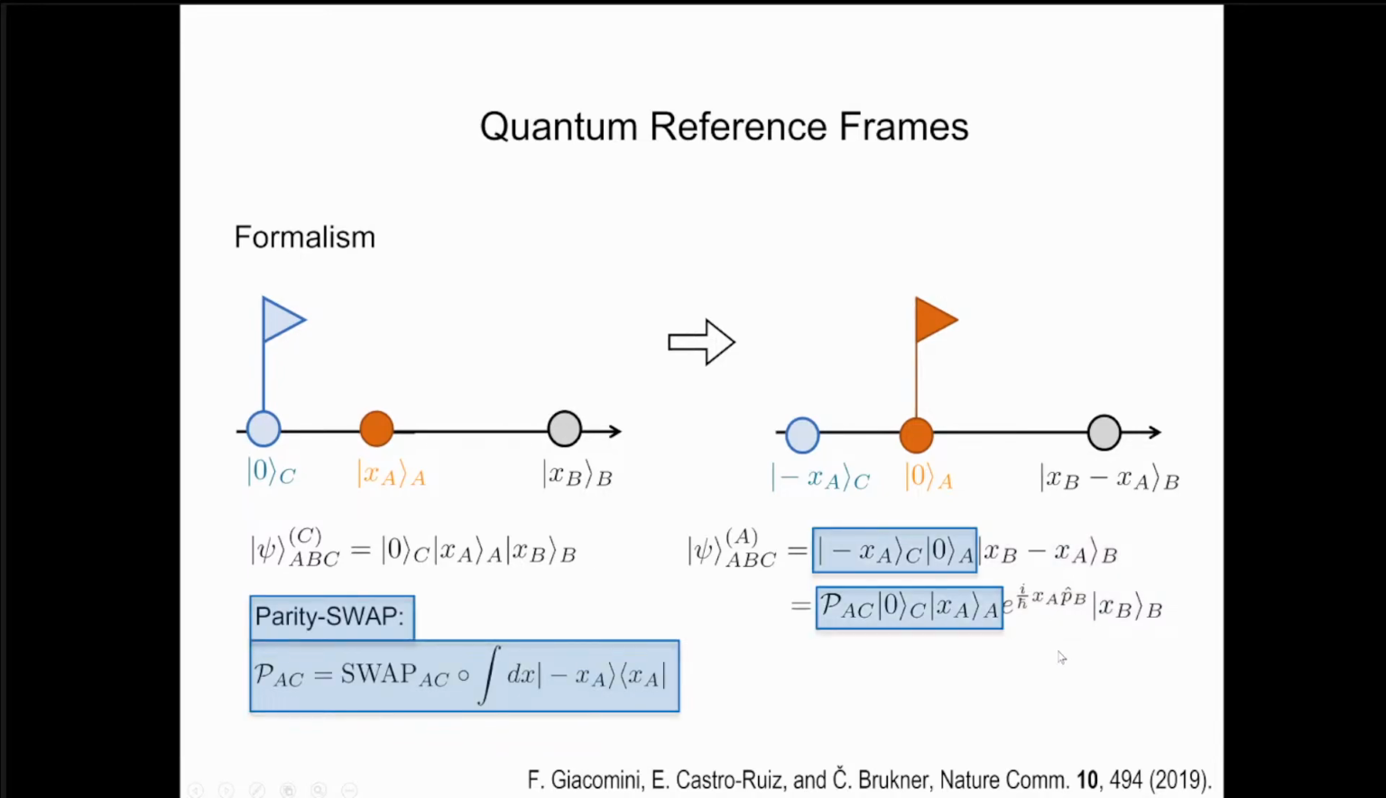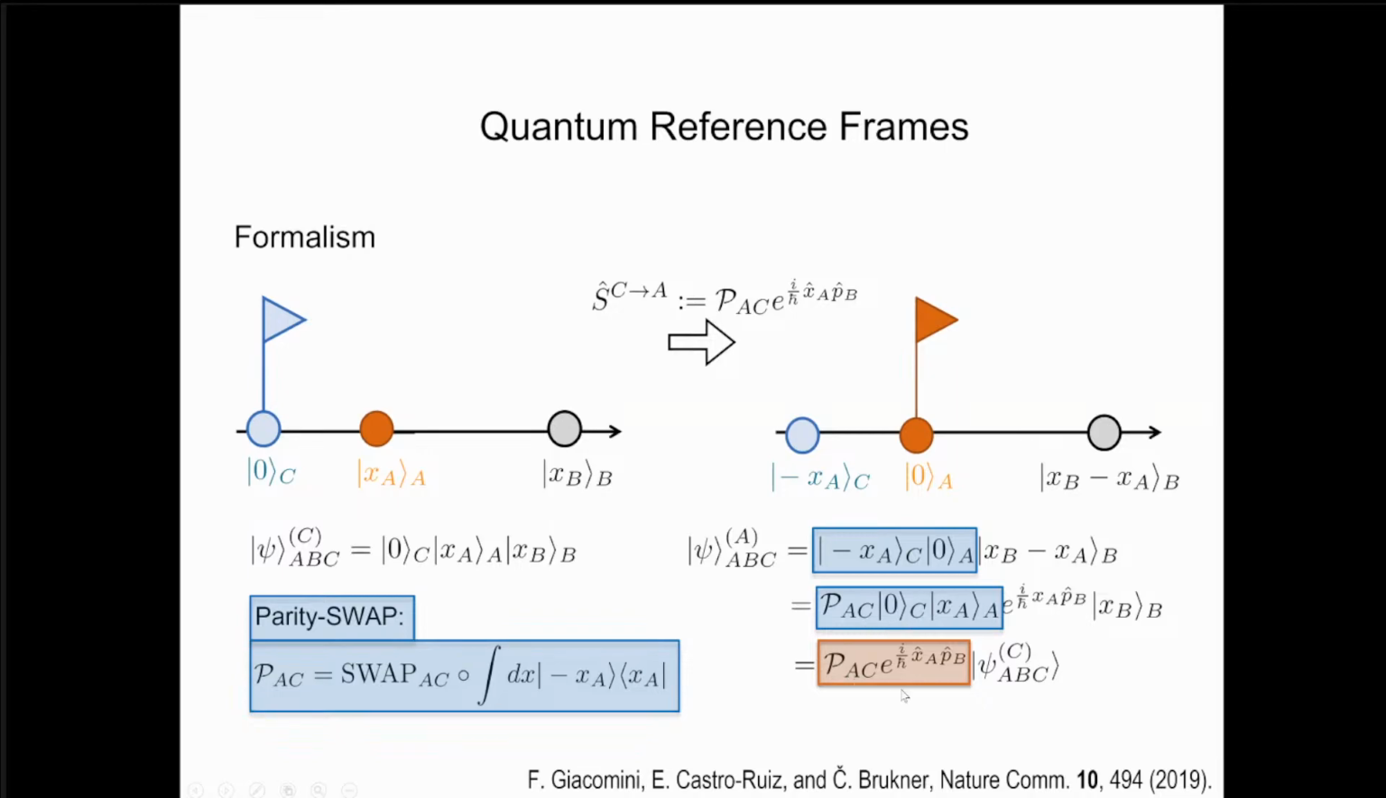And then there is a blue part of the transformation which concerns the interchange of the states between C and A, because we move from the C reference frame to the A reference frame. So what we have at the beginning is 0, x_A, and we get minus x_A, 0. The transformation that does this is something we call parity swap. It first mirrors x_A and then swaps the C and A systems. These two operations combined are the transformation that changes from one quantum reference frame to another.